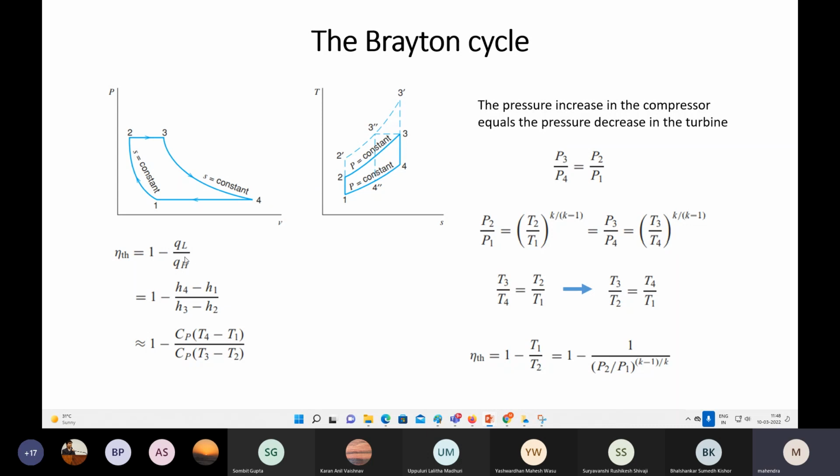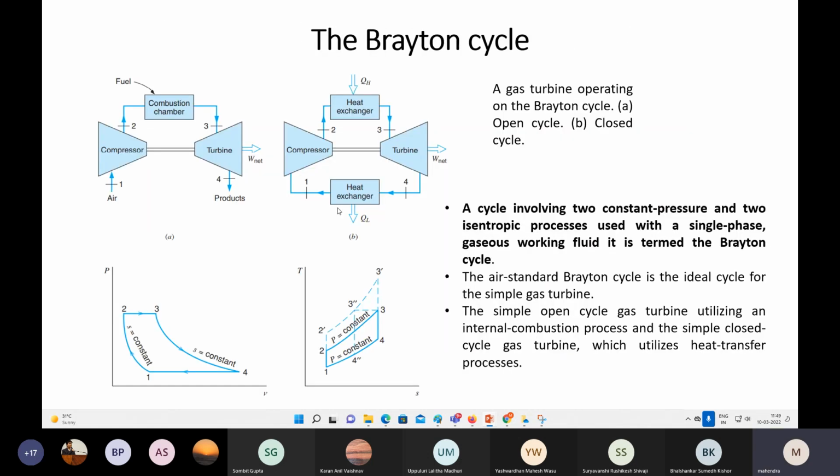and QH is the heat supply. Then this QL, again, whatever we are taking in terms of the enthalpy, is where the heat rejection is happening, in the case of your heat exchanger.